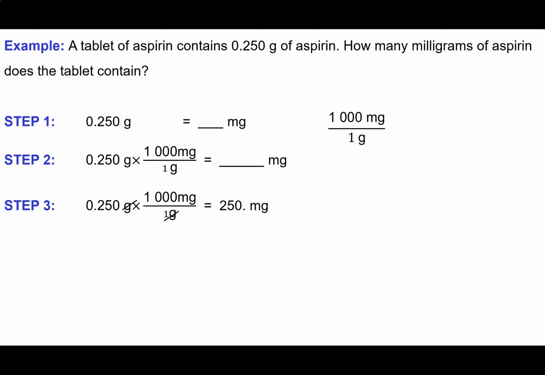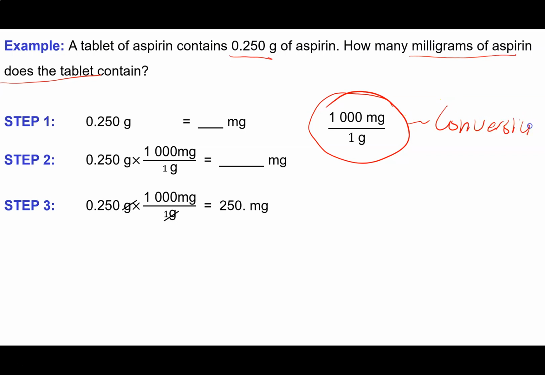So here would be an example, right? It says a tablet of aspirin contains 0.25 grams of aspirin. How many milligrams of aspirin does the tablet contain? And then we're going to give you the conversion factor that you need. You see, it's a fraction, isn't it? Conversion factor. Always a fraction.